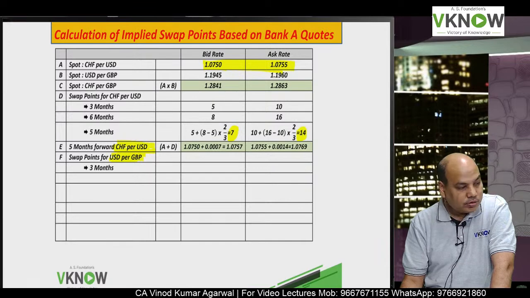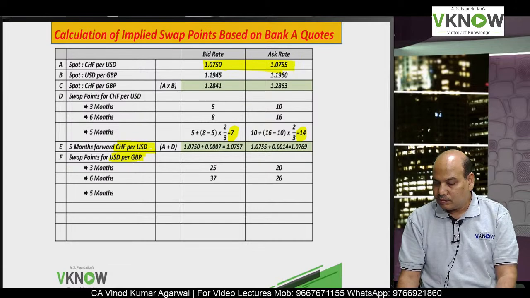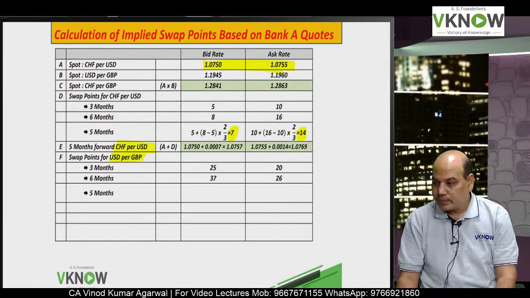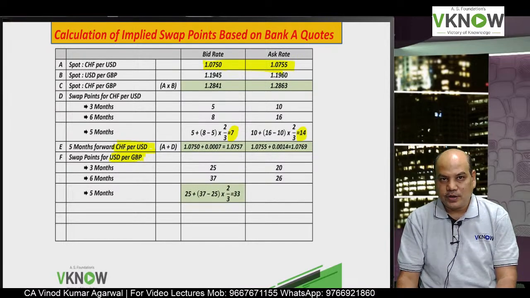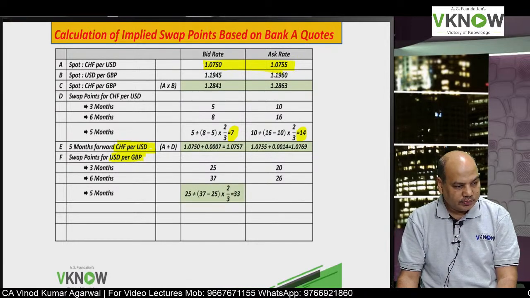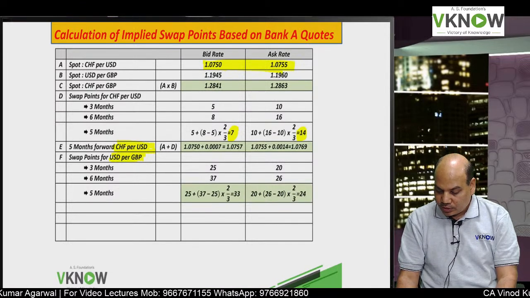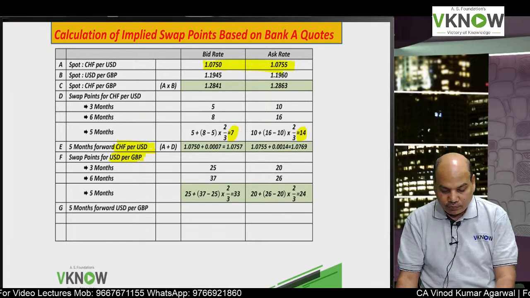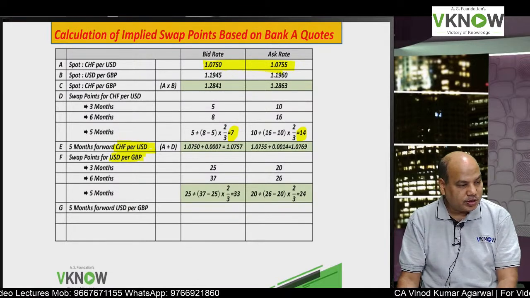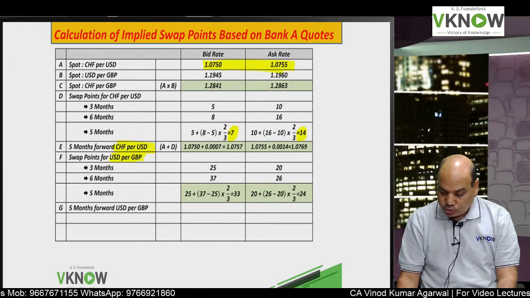Swap points USD per GBP, 3 months, 6 months. Find out for 5 months. Same calculation, 25 plus (37 minus 25) into 2 by 3. We are solving a very important question, number 1A from April MTP, 33 and 24. 5 months forward USD per GBP.